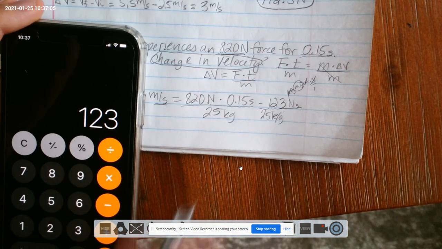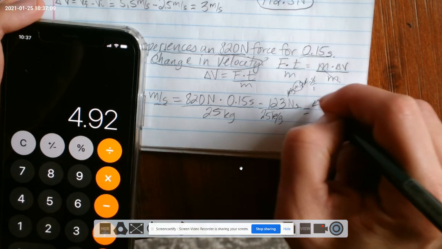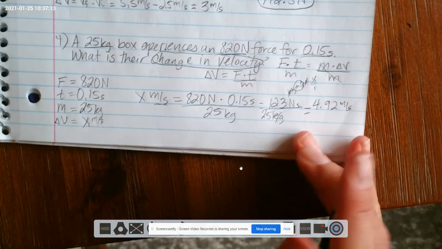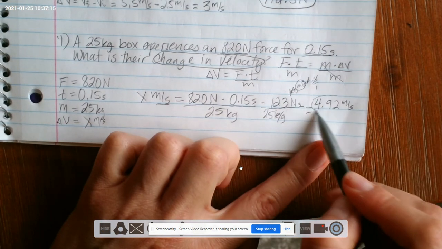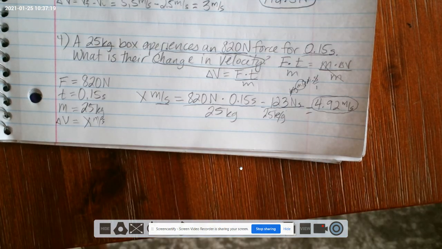Okay, so 123 divided by 25 equals 4.92 meters per second. That is the change in velocity that this box experienced when we added a force for 0.15 seconds. Okay, and that is the end.